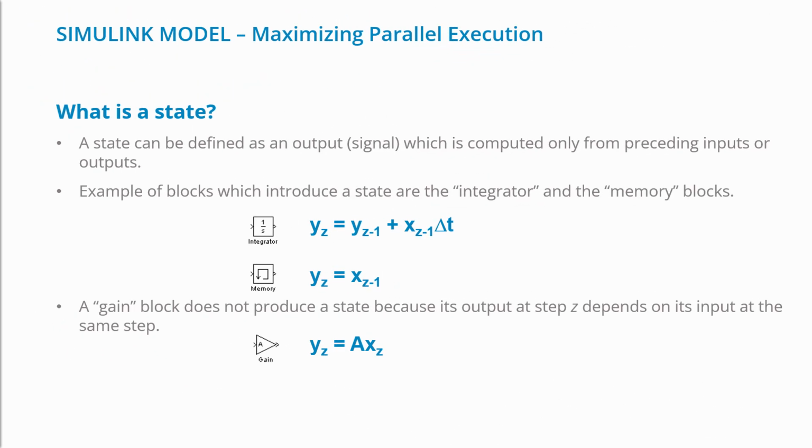On the contrary, a block like a gain does not have a state because its output at any step depends on the input of the same step. It is simply feeding the value through. Let's look at some examples to clarify this notion.